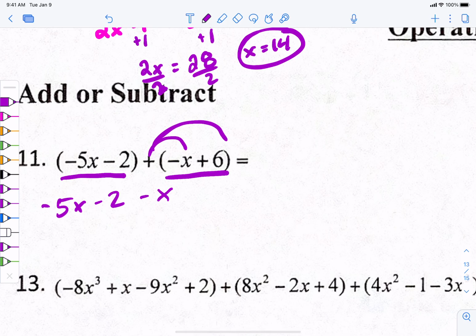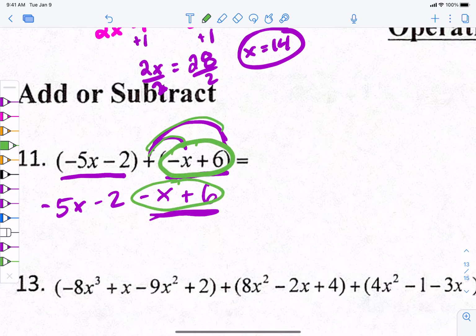Minus x. What's positive and positive 6? Plus 6. So a positive, if you're adding, doesn't really change this last piece at all, and then we just combine like terms, right? Wait, so you're foiling the plus? You're foiling the plus, basically, yes. So then that just leaves the sign the same. Like negative x plus 6 stays negative x plus 6.